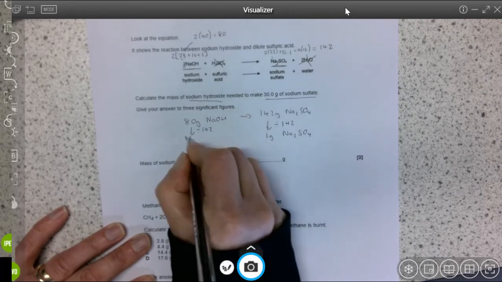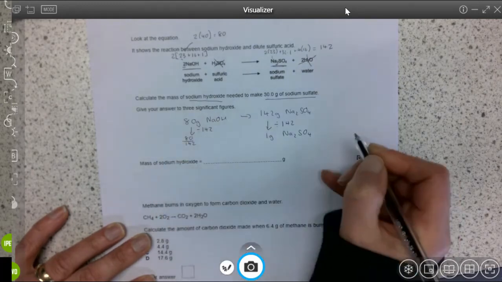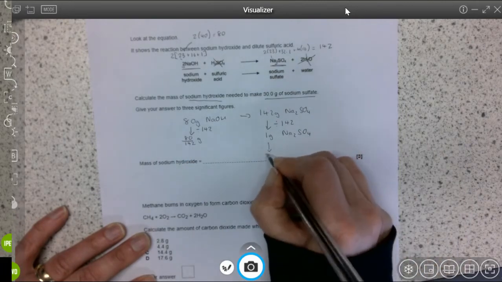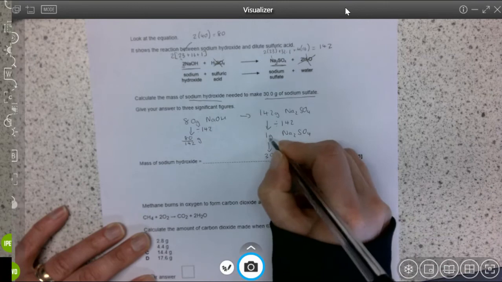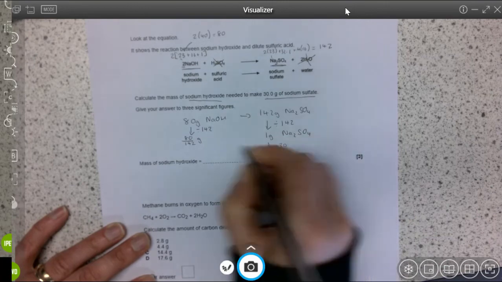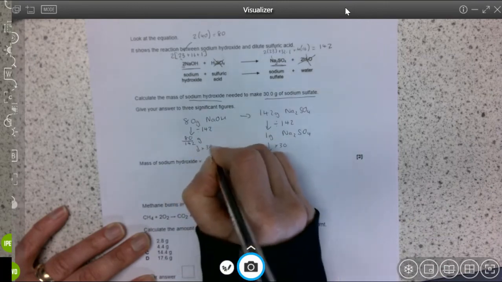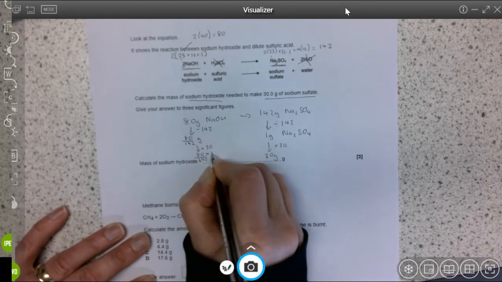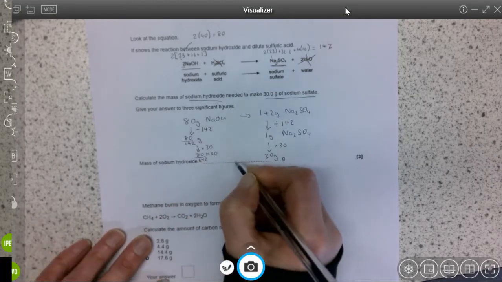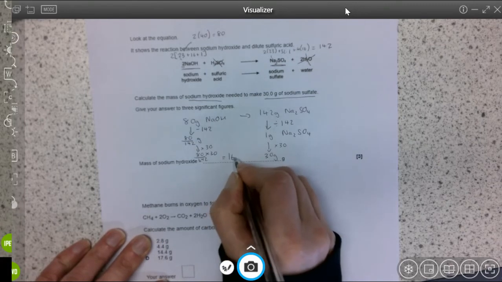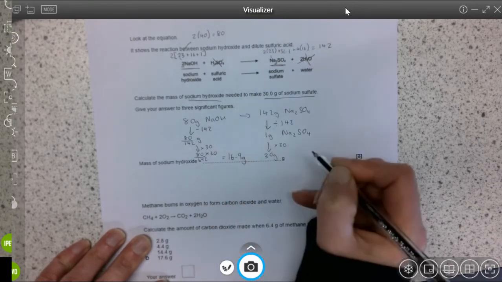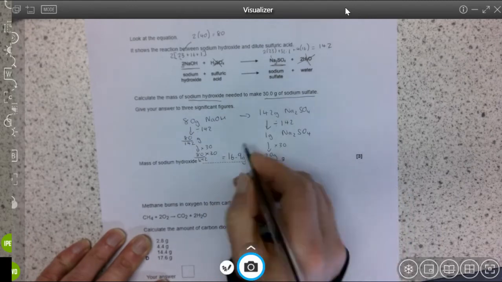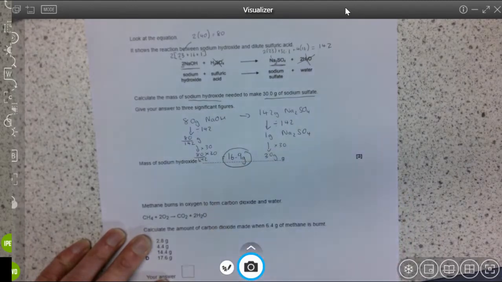So that will give me 80 divided by 142 grams. But what I actually want to know is how much is going to make 30 grams. So to get from 1 to 30, we times by 30. So then I need to times this side by 30 as well, and that's going to give me 80 over 142 times by 30. And if I stick that into my calculator, that gives me 16.9 grams. So that means that 16.9 grams is going to give me 30 grams of sodium sulfate. So that is my answer.